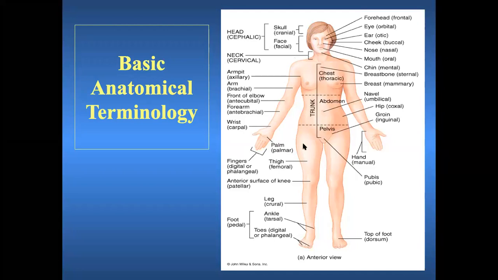Axial means the center skeleton. So this is called the axial skeleton. This is called the appendicular skeleton. Okay, so I hope you are clear about what a skeleton is. Skeleton means the bony structures, whatever we can see.